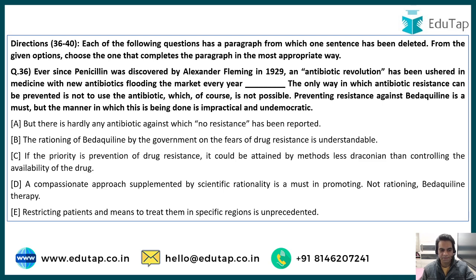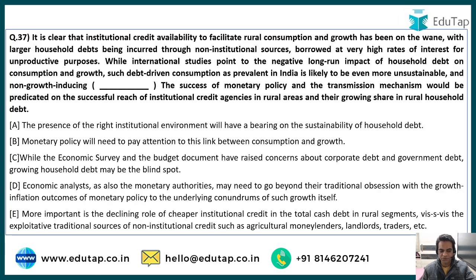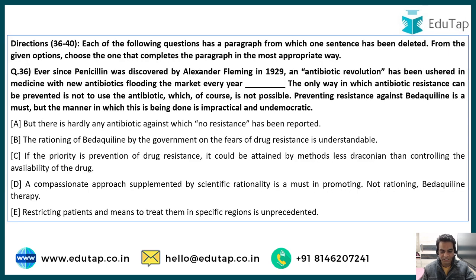But there is hardly any antibiotic against which no resistance has been reported. Okay. The rationing of bedaquiline by the government on the fears of drug resistance is understandable. All right. Next is, if the priority is the prevention of drug resistance, it could be attained by methods less draconian than controlling the availability of drugs. All right. A compassionate approach supplemented by scientific rationality is a must in promoting, not rationing, bedaquiline therapy. Or last is, restricting patients and means to treat them in specific regions is unprecedented.